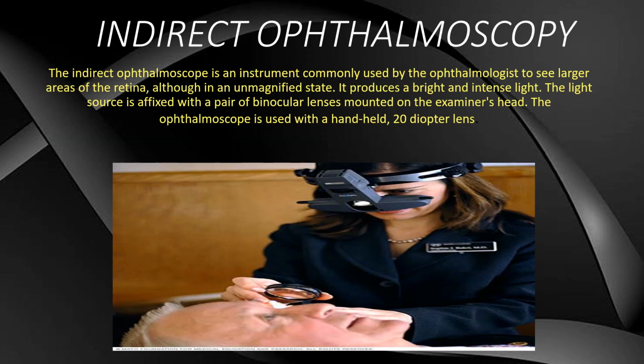Coming to indirect ophthalmoscopy, the indirect ophthalmoscope is an instrument commonly used by the ophthalmologist to see large areas of your retina. Although it will be in an unmagnified state, it produces a very bright and intense light. The light source is fixed with a pair of binocular lenses mounted on the examiner's head. The ophthalmoscope is used with a handheld 20 diopter lens.